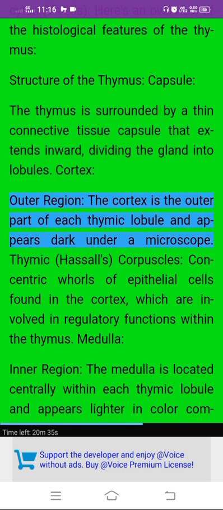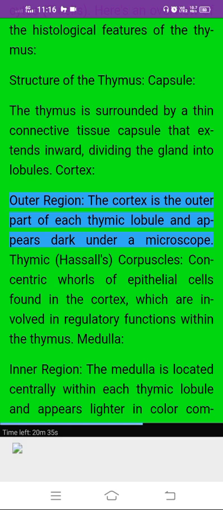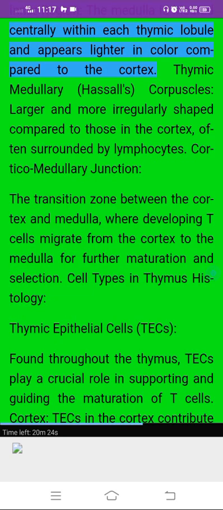Cortex, outer region. The cortex is the outer part of each thymic lobule and appears dark under a microscope. Thymic corpuscles are concentric whorls of epithelial cells found in the cortex, which are involved in regulatory functions within the thymus. Medulla, inner region. The medulla is located centrally within each thymic lobule and appears lighter in color compared to the cortex. Thymic medullary corpuscles are larger and more irregularly shaped compared to those in the cortex, often surrounded by lymphocytes. Cortico-medullary junction. The transition zone between the cortex and medulla, where developing T cells migrate from the cortex to the medulla for further maturation and selection.